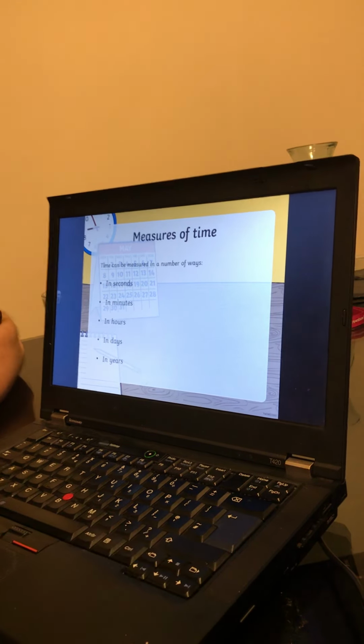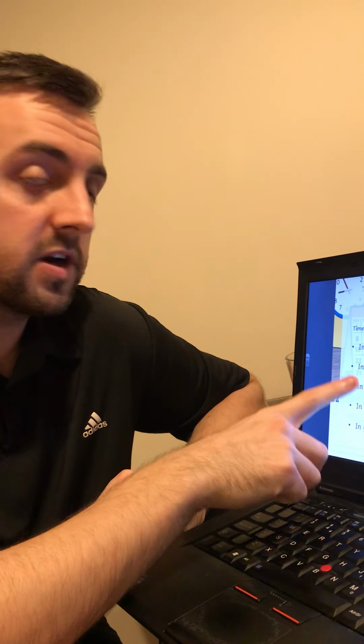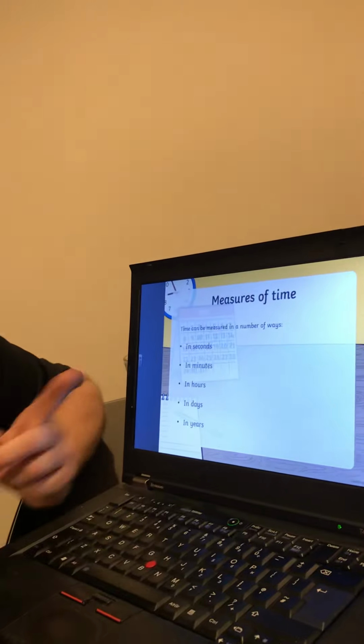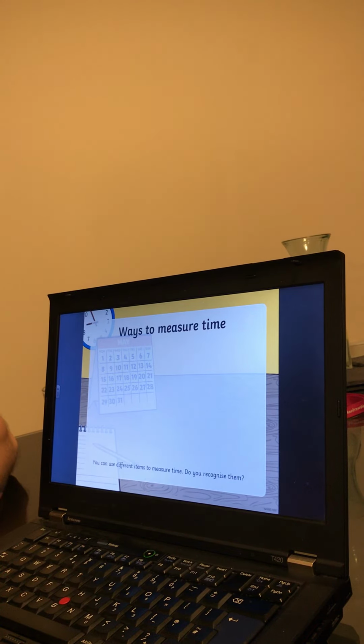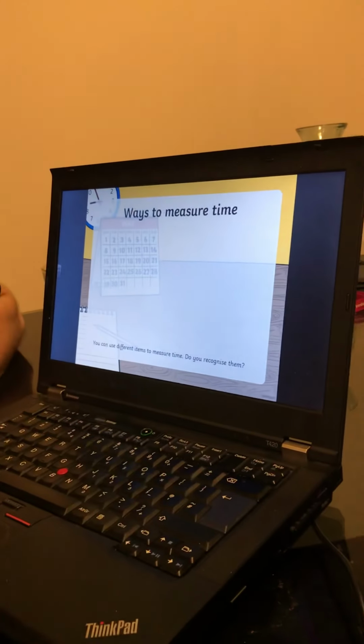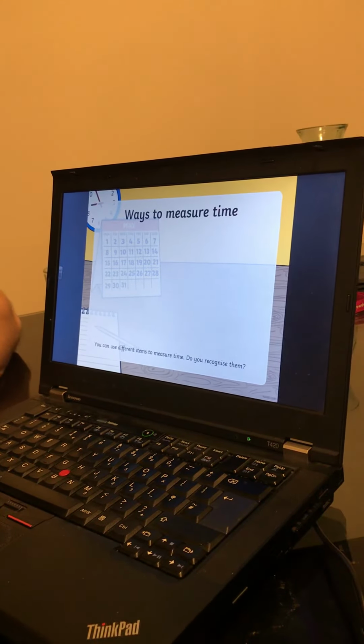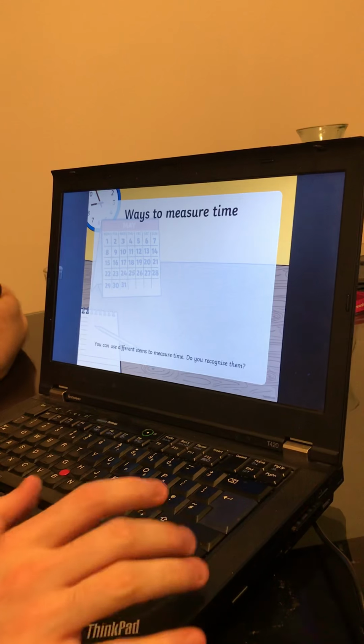For what we're going to be looking at primarily, we're going to be looking at these first three, which I've just moved away from, which are seconds, minutes, and hours. So, there are different ways that you can measure time. You can use different items, in fact, to measure time. Let's see who recognises some of them.